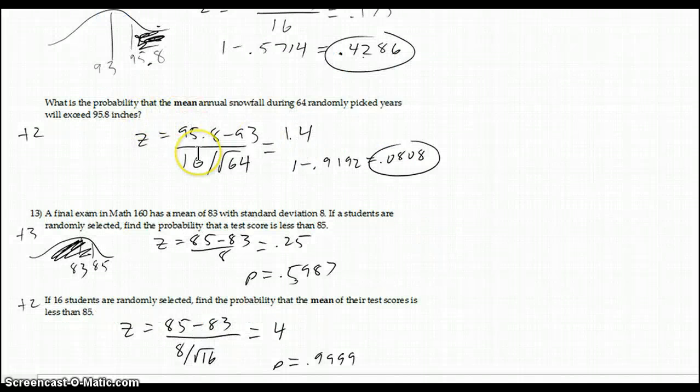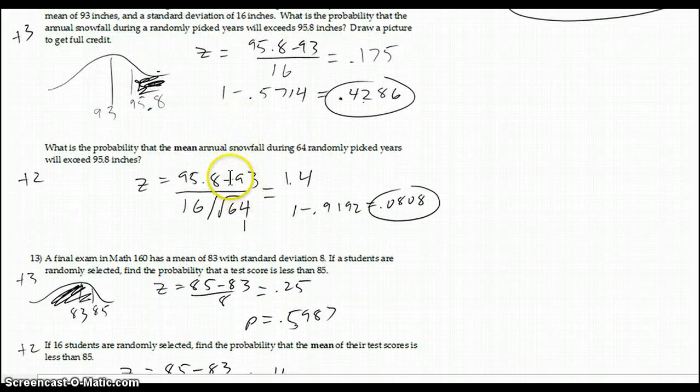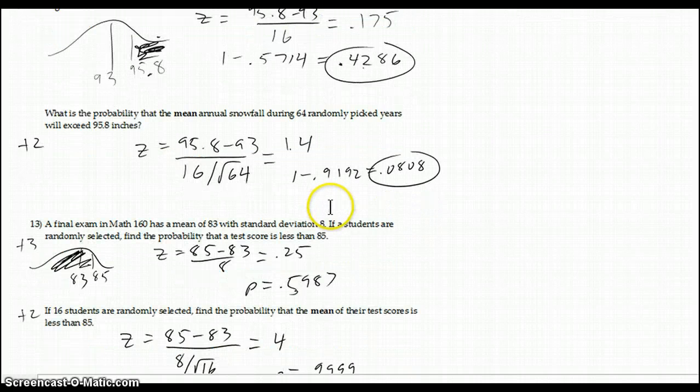And then the second part on this one is the same thing as the central limit theorem. Now we're looking at the average for 64 years. So we have to divide by the square root of 64, which now, instead of 16 in the denominator, is going to make this a 2. So a lot less spread in the data, which makes our z-score 1.4. 1 minus 0.9192 is 0.0808, so only an 8% chance that the average for 64 years would be above that.